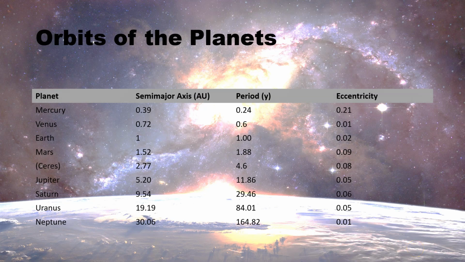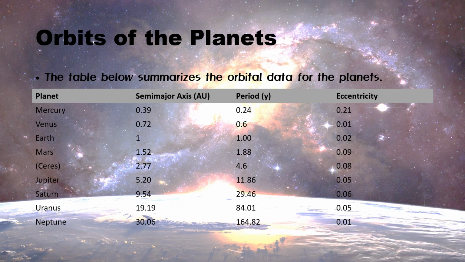Alright, if we take a look at the orbits of the individual planets, this table here is giving a summary of the orbital data for planets. So we have Mercury all the way through Neptune, and we even threw Ceres in here just as a reference for a dwarf planet. We have the semi-major axis given in astronomical units. We have the period of those planets, which is how long it takes to complete one orbit around the sun in years. And we have our eccentricity, or kind of our variance with those orbits.